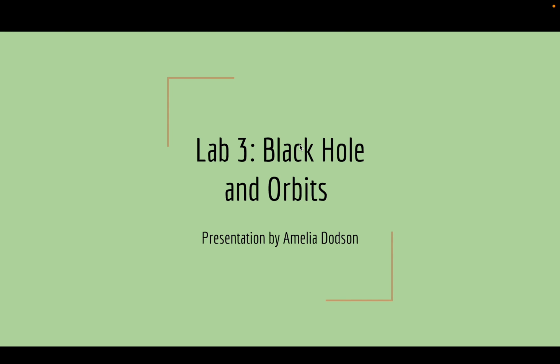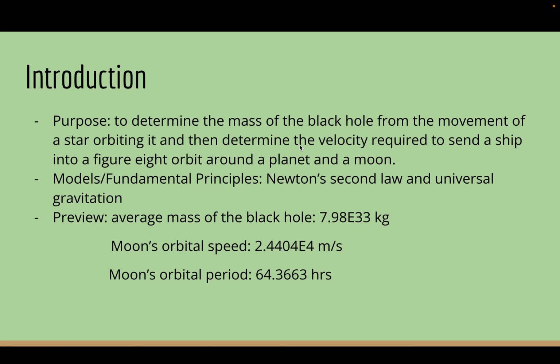This is my Lab 3 on black holes and orbits. So, an introduction. First of all, the purpose of this lab was to determine the mass of a black hole from the movement of a star orbiting it, and then determine the velocity required to send a ship into a figure 8 orbit around a moon and a planet. Some models and fundamental principles used were Newton's second law and universal gravitation.